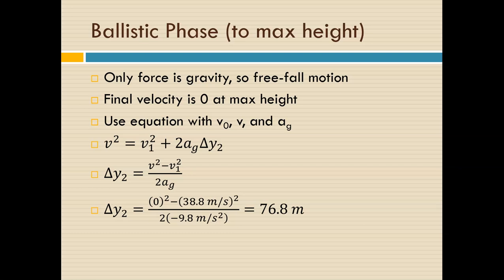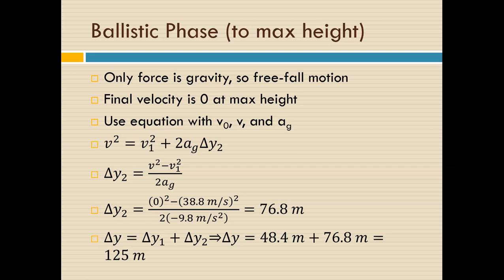Okay. Now, we know from the drawing then that delta y1 is the height gained under the boost phase. Delta y2 is the height gained under the ballistic phase. So all I've got to do is add those two heights together to come up with 125 meters. Does it make sense that a rocket is going to end up around about 450 feet? A little model rocket could get up to about 450 feet. Yeah, it makes sense. So we're all good in that.